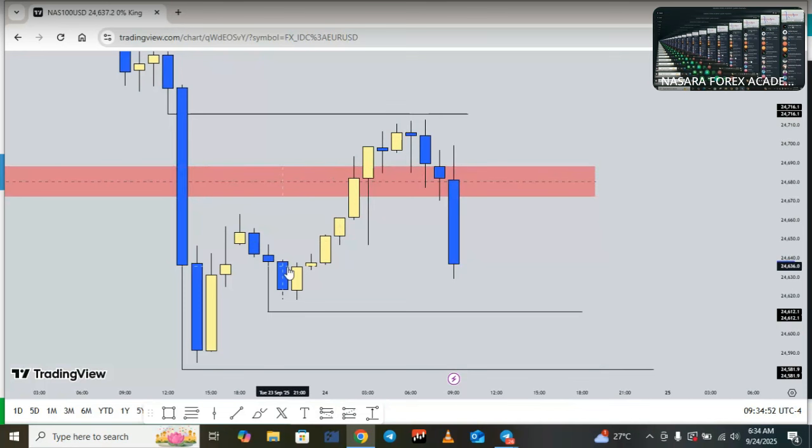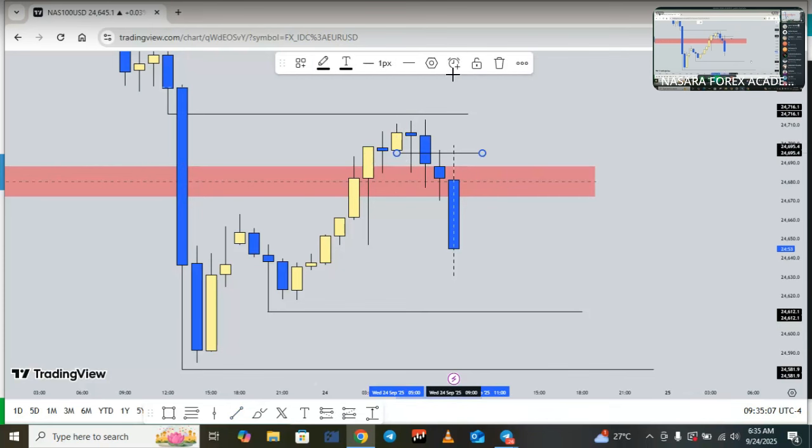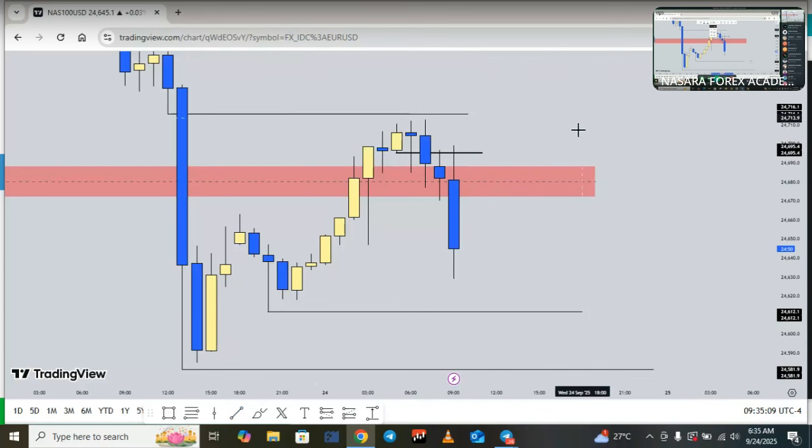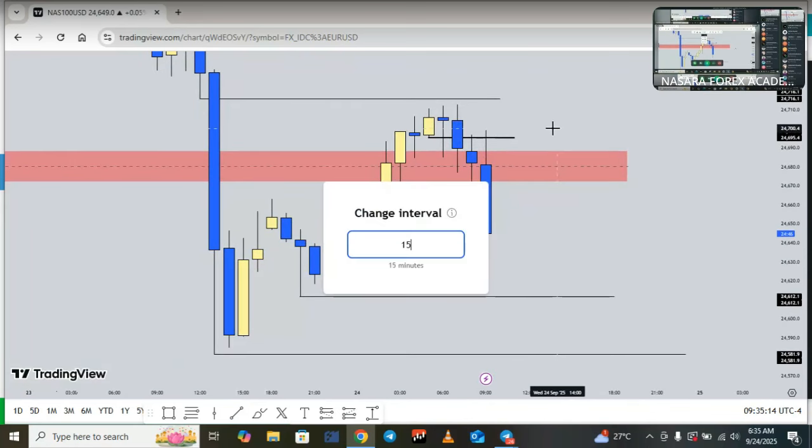If I am bearish, where will I consider my supporting structures? So I have this order block right here. I have this order block right here. So for now, I'm going straight to my 15-minute time frame.